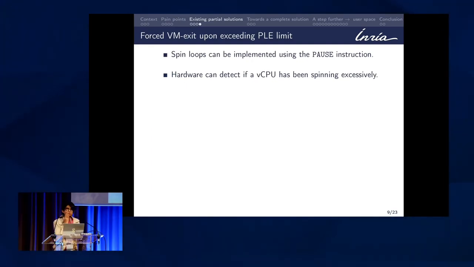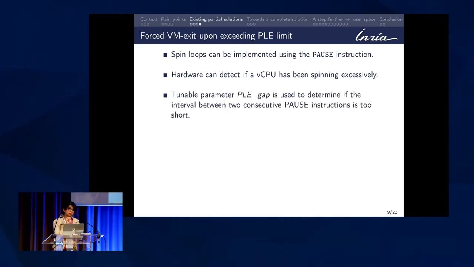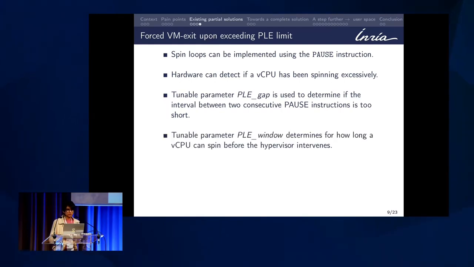And the last solution that I would like to mention is the forced VM exit once you exceed the PLE limit. So you could implement your spin loops using pause instructions, and then hardware can detect if a vCPU has been spinning excessively. And this is done by two parameters. So first of all, we are monitoring how far apart are the pause instructions. And there is this tunable parameter, PLE gap, that is going to tell us if the interval is tolerable or not. And then if the pause instructions are too close apart, then we are going to look at how long this situation has been going on, if it is within the tolerable limit or not, and we determine that by the PLE window, which, again, keeps changing and is also tunable.